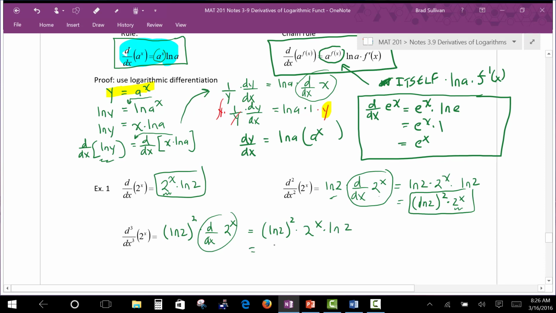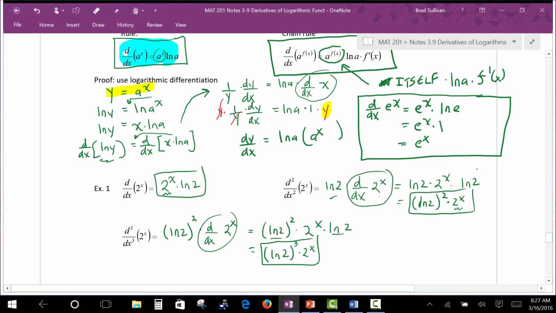So that answer is going to be, you now have 3 factors of that. So you'd have ln of 2 to the third, times 2 to the x. So that would be your third derivative right there. That's pretty simple to do. I like that problem just because it shows a pattern. All right, does that make sense?